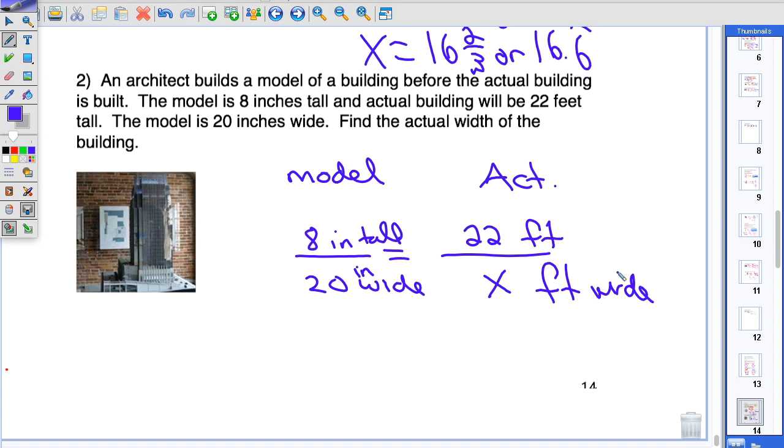So we do our cross product, so 8 times x is 8x. 20 times 22 is 440. Divide both sides by 8. So x is equal to 55 feet.